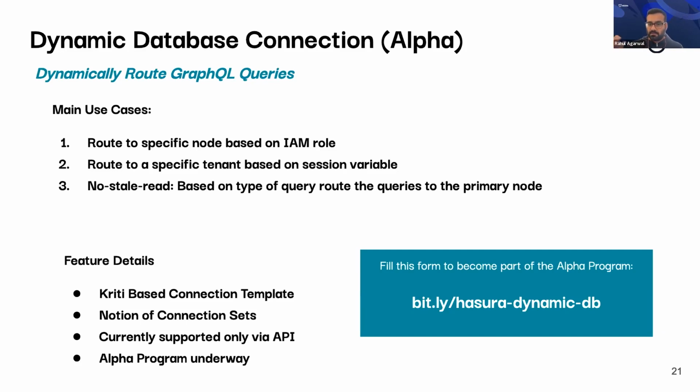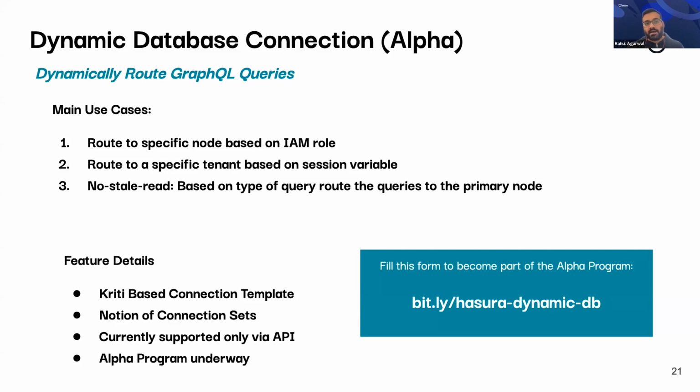So Hasura supports the notion of read replicas, but for instance, you may need a query which you don't want to go to a read replica. In that case, you could use this feature to route certain queries to the primary node. But these are not the only use cases; there are many use cases out there which this feature can cater to.